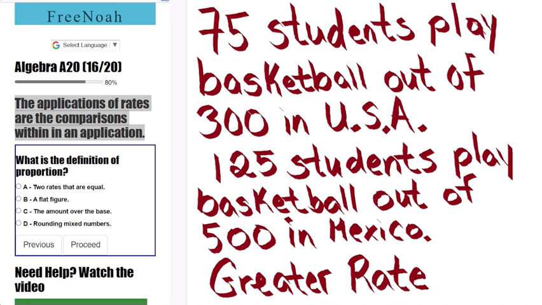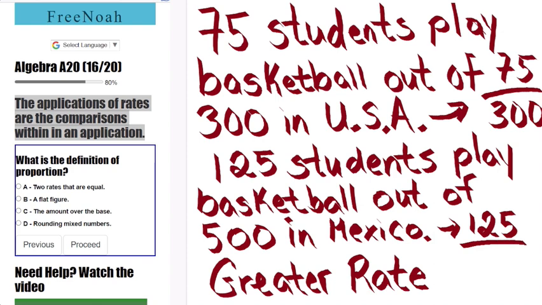So the ratio here will state 75 over 300. Perfect. And then we're going to say 125 to 500. Perfect. Now, in order to find the unit rate, we simply just divide the numerator by the denominator, and that'll give us a denominator of 1, or 1 can be simply omitted.